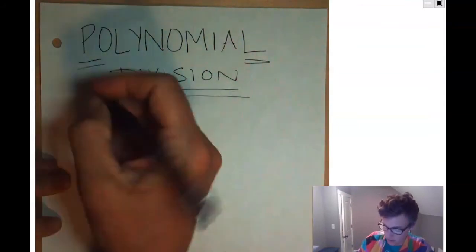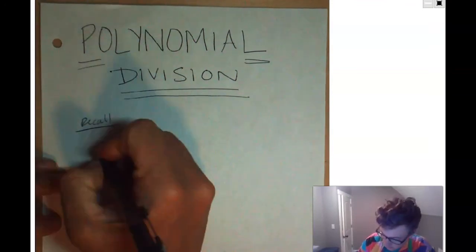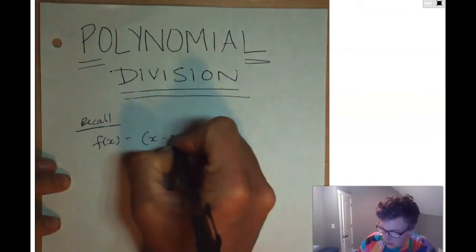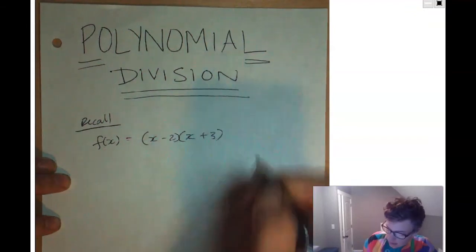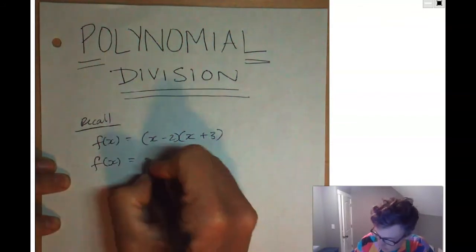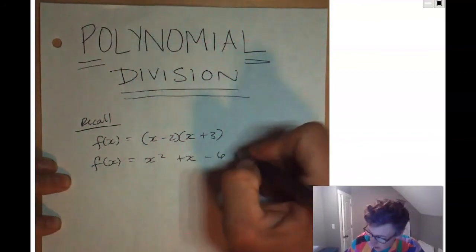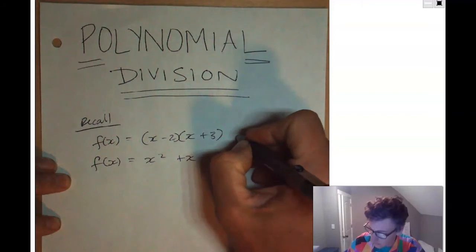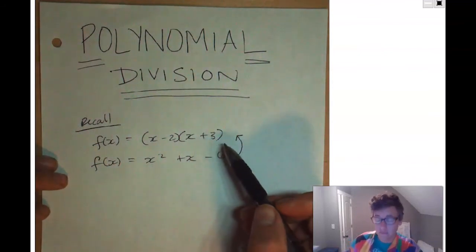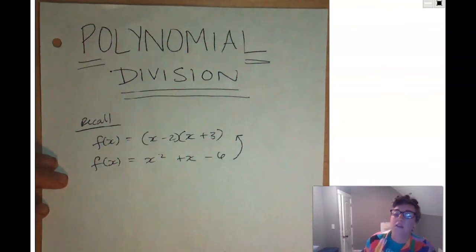Polynomial division. So before, recall, last time we talked about multiplication. We talked about going from, if I have a function that is written out as its factors, I can multiply and get it into standard form, which in this case would be x squared plus x minus 6. So today we're going to go backwards from standard form into some factored form, because oftentimes we're really interested in the factors. So being able to find those factors using some division, very helpful.